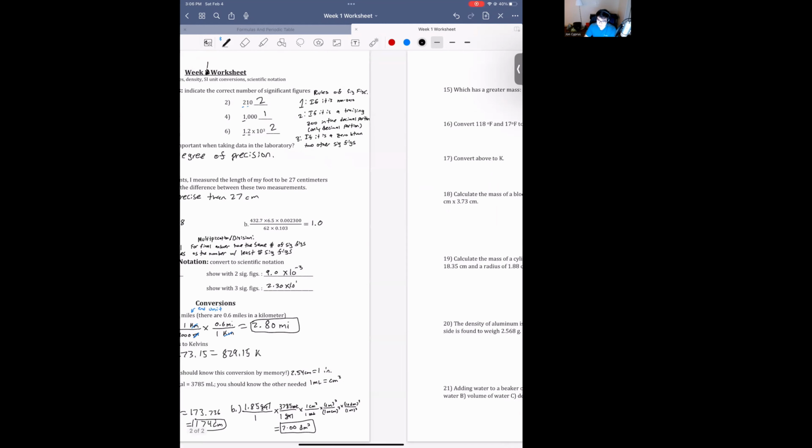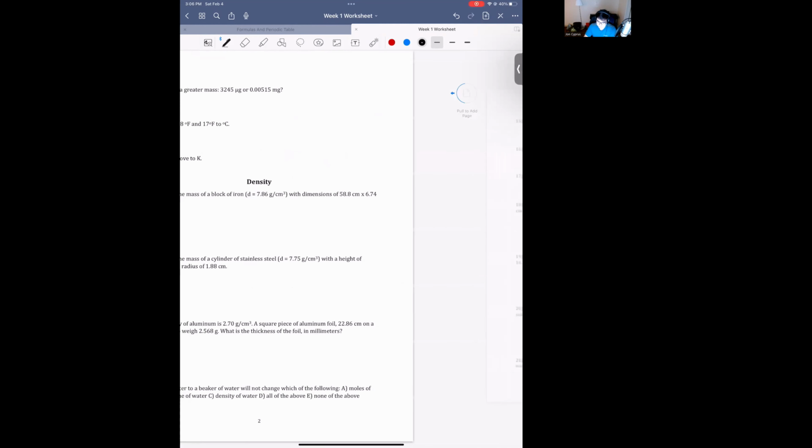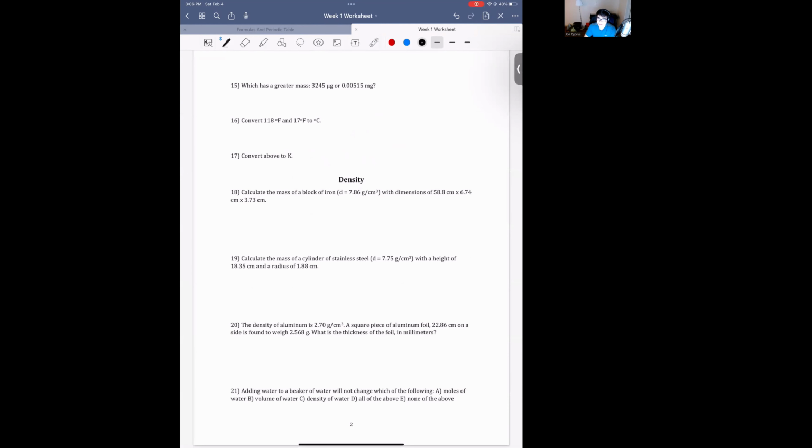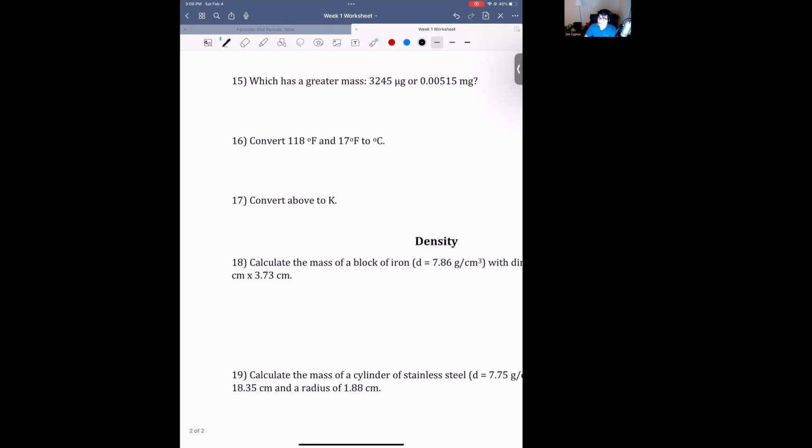All right, so we're going to go to the next problem here. 15, it says, which has a greater mass, right? 3,245 micrograms or 0.00515 milligrams. What you want to do before comparing these is make them the same unit, right? So most people don't know how to convert directly from milligrams to micrograms or vice versa. So we're going to put these both in grams.